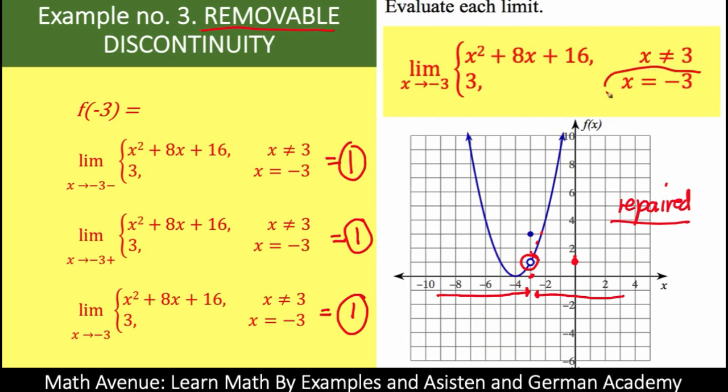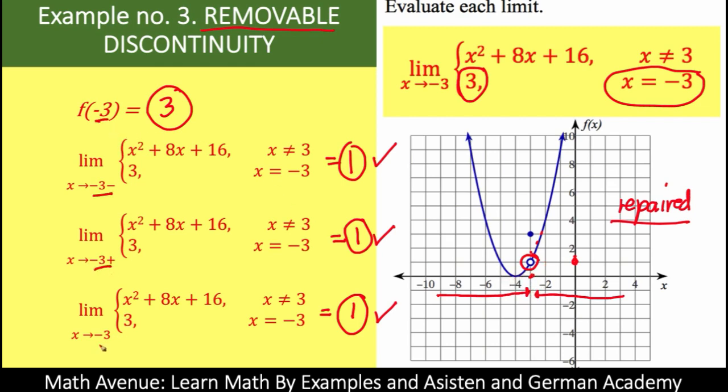If x equals negative 3, then the value of the function is 3. So therefore, f of negative 3 is positive 3. Notice now that the left-hand limit is positive 1, the right-hand limit is positive 1, the limit exists and is also equal to 1, even though f of negative 3 is not the same as these limits. Because in the limit, we are interested in the values as x approaches that specific x value.